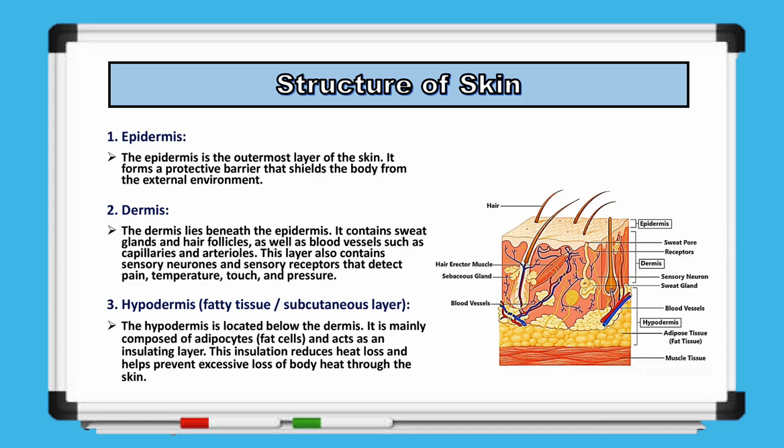The deepest layer of the skin is the hypodermis, also called the subcutaneous or fatty layer. It is mainly composed of fat cells known as adipocytes. This layer acts as an insulating cushion that reduces heat loss and helps maintain a stable body temperature. It also provides protection by absorbing shocks and supporting underlying tissues.